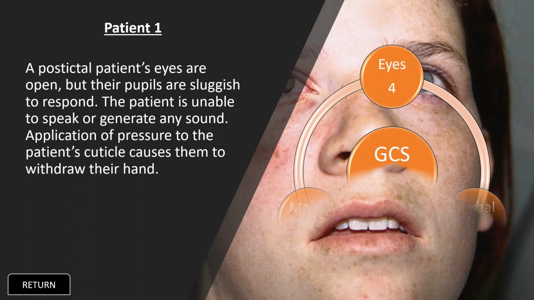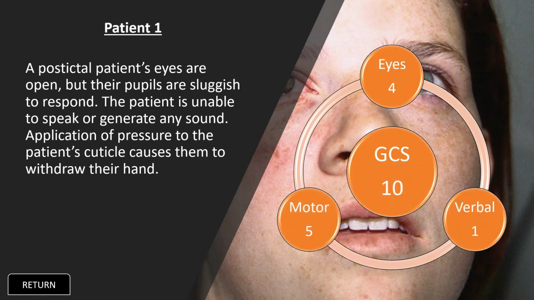All right, if you guessed 10, you would be correct. 4 points for the eyes. Even though they're sluggish to respond, that's not part of the GCS assessment, right? If their eyes are open spontaneously, they're going to get all 4 points. Looking down then at verbal, so unable to speak, generate any sound, anything at all, it's 1 point is all. And then for the motor function, because the patient is actually able to localize pain, right? That withdrawal and localization of the pain tells us that they should be deserving of the 5 points.